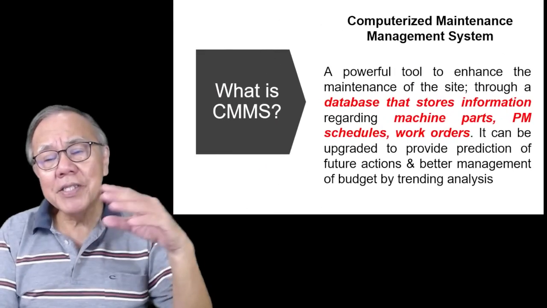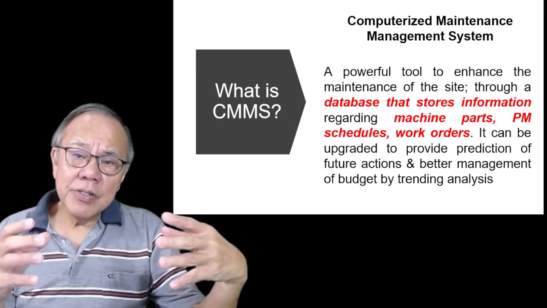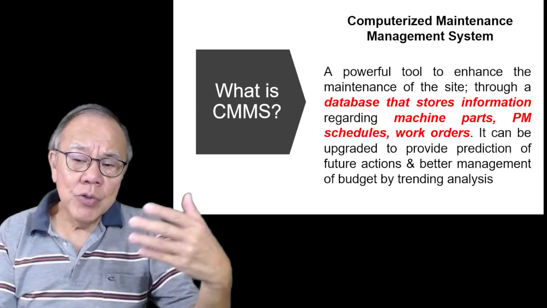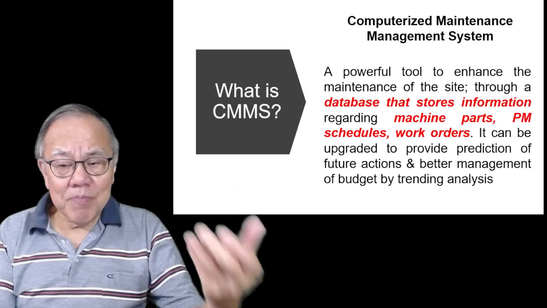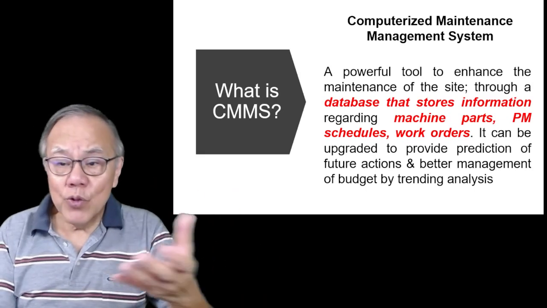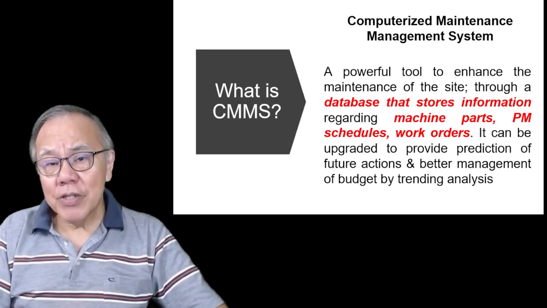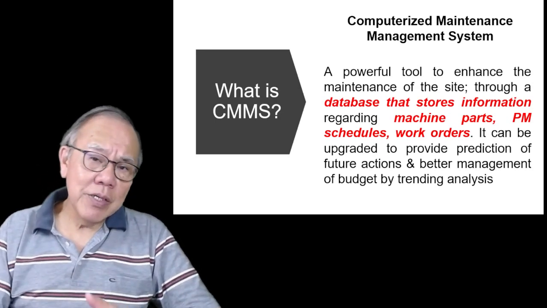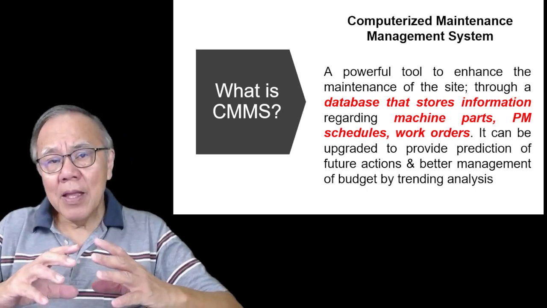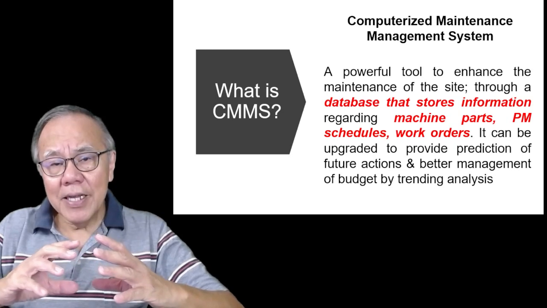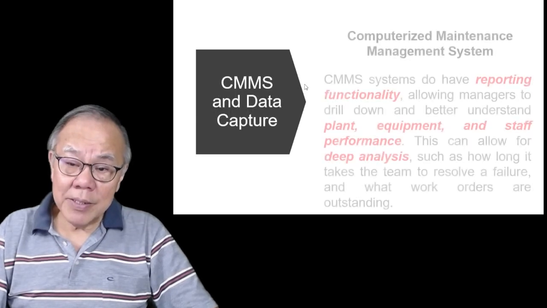So again, you can see that CMMS is basically software that stores data, helps us determine things regarding machine parts and the PM schedule, when to do what, and it can help us generate work orders. And when the work order is completed, we feed it back into the computer. The computer should be able to give us or reassign another due date for the equipment.